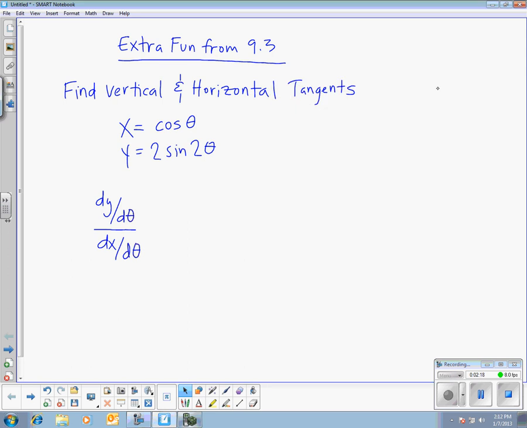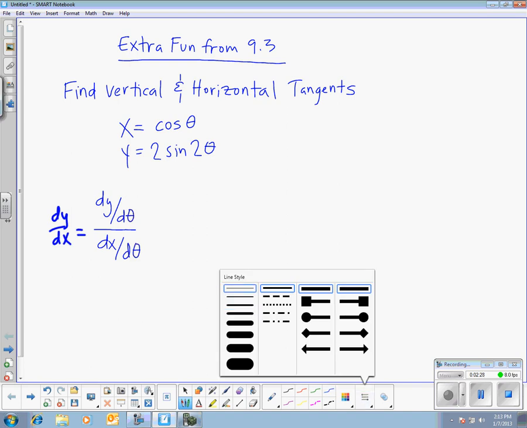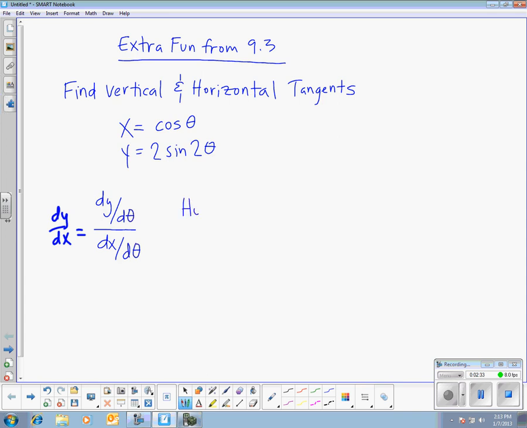Okay, so basically, if this is the derivative, dy dx, one of two things is what we're looking for. We're looking for this to equal 0 or to be undefined. Our horizontals are going to be when the top is 0, because if a fraction is going to equal 0, the top has to equal 0. So we're looking for where dy d theta equals 0. You don't even really have to find the derivative. You can just do it in 2 parts. So we need to take the derivative of y with respect to theta, set it equal to 0, and solve.